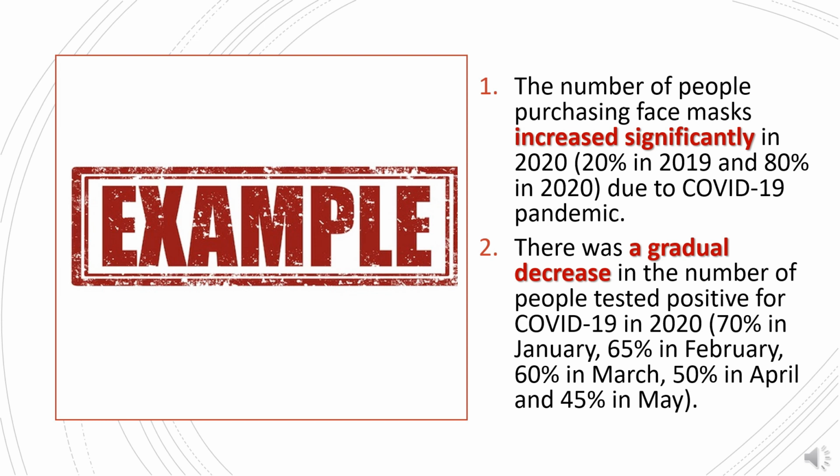Let's look at the second example. There was a gradual decrease in the number of people tested positive for COVID-19 in 2020. I put in parentheses 70% in January, 65% in February, 60% in March, 50% in April, and 45% in May. Whenever you use the word a gradual decrease, you must show that the decrease is gradually, not abruptly.